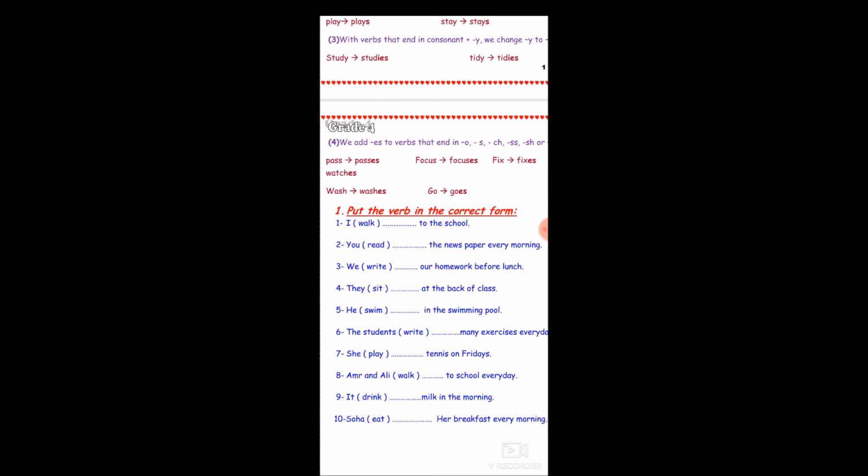Number 6. The students blank many exercises every day. Use write. Very clever. Students is plural, so we should use write. We can't use writes.